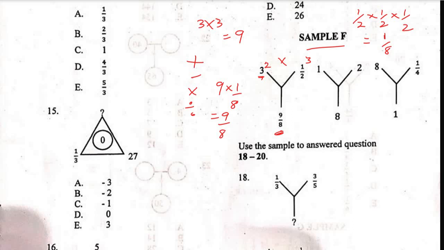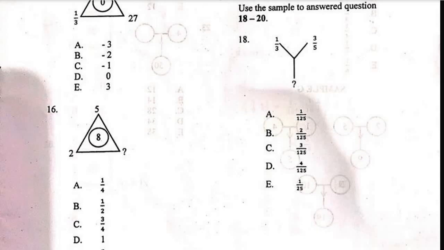For the second sample, we need to be sure that the explanation we have works for all samples. So for this sample, take the square of this, take the cube of this. 1 square means 1 times 1, which is 1. Okay, so you keep the 1. 2 cube means 2 times 2 times 2, which is 8. 1 times 8 will give you 8. So that means the explanation I've given works for them. Now let's use the explanation to solve question 18.